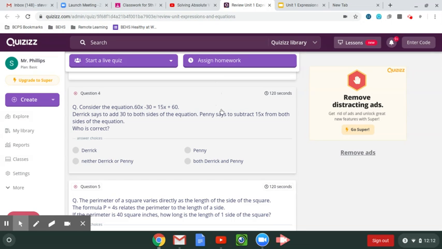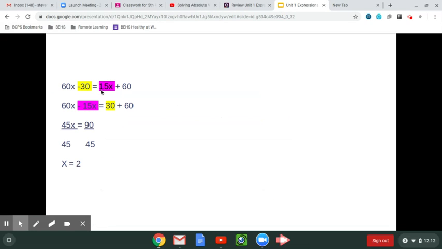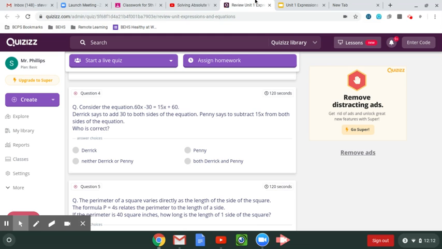Well, then Penny says to subtract 15x from both sides. Well, we took a positive 15x, and to get rid of it on this side, we would have to subtract 15x. And then when we move it over here, it's subtraction 15x. So what Penny said to do is what we did as well. So in theory, they were both correct. Derek said to add 30 to the other side. Penny said to subtract 15x to the other side. Who is correct? It wasn't just Derek, and it wasn't just Penny. They were both correct. Both Derek and Penny were correct.